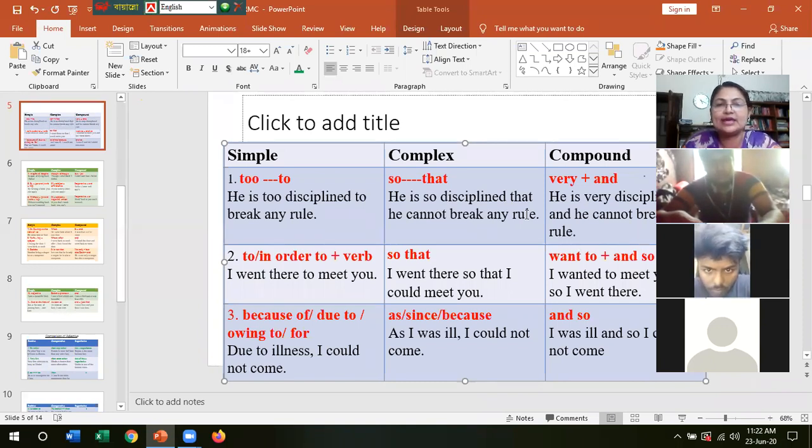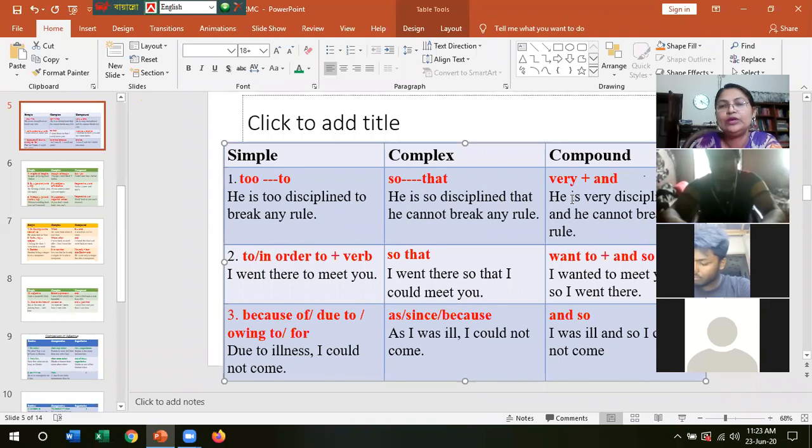In simple sentence, he is too disciplined to break any rule. To make it complex, we have written, he is so disciplined that he cannot break any rule. Now, let us analyze how it has become a complex sentence. He is so disciplined is a clause. That he cannot break any rule is a subordinate clause. He is so disciplined is the principal clause. So in this sentence, there is one principal clause and one subordinate clause. That is why it has become a complex sentence.